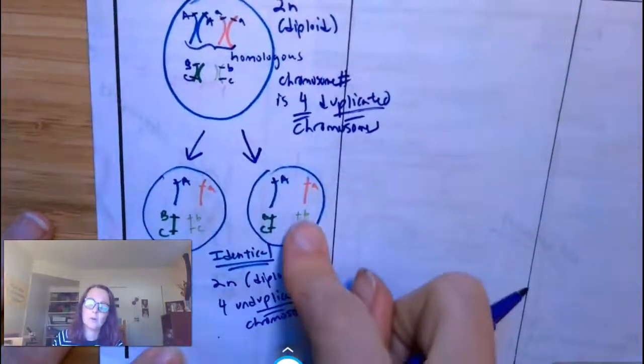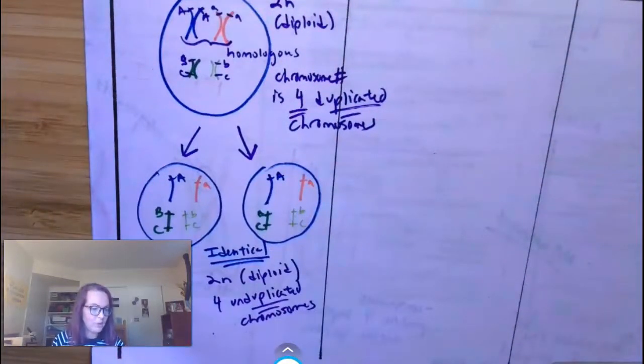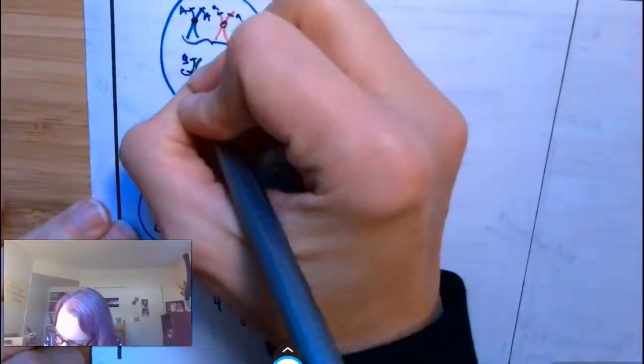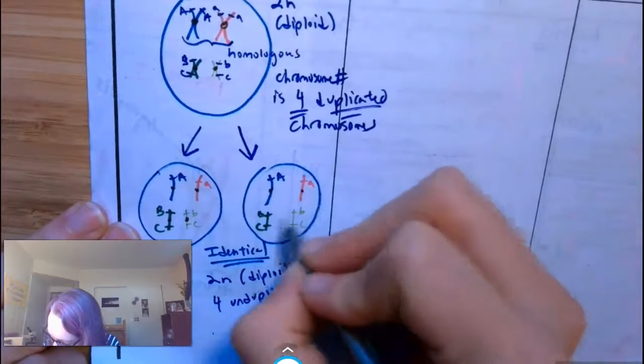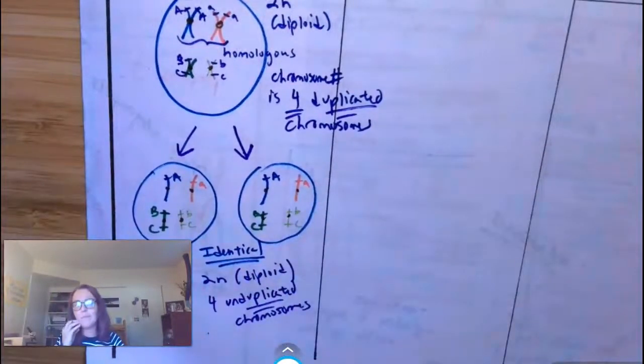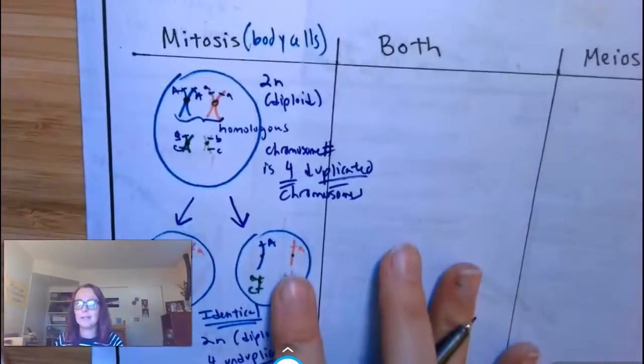4 chromosomes, 4 chromosomes. Remember, I told you if you get stuck, you just need to count the centromeres. 1, 2, 3, 4. 4 chromosomes. 1, 2, 3, 4. 4 chromosomes. 1, 2, 3, 4. Okay? So that's mitosis. We're making body cells here.